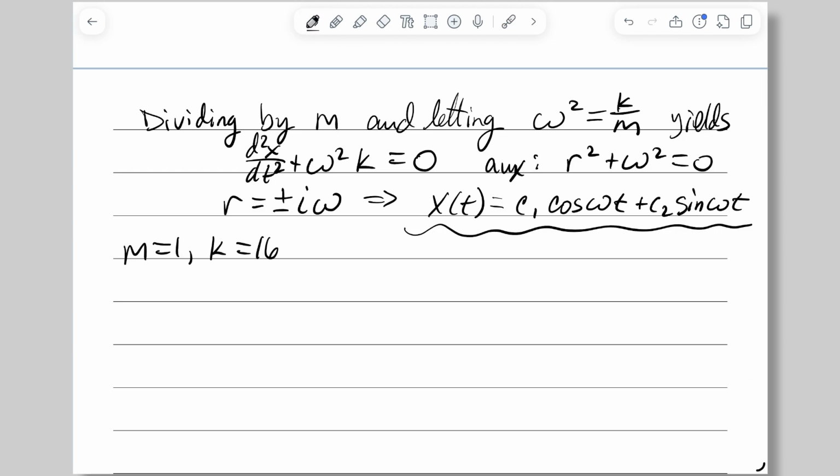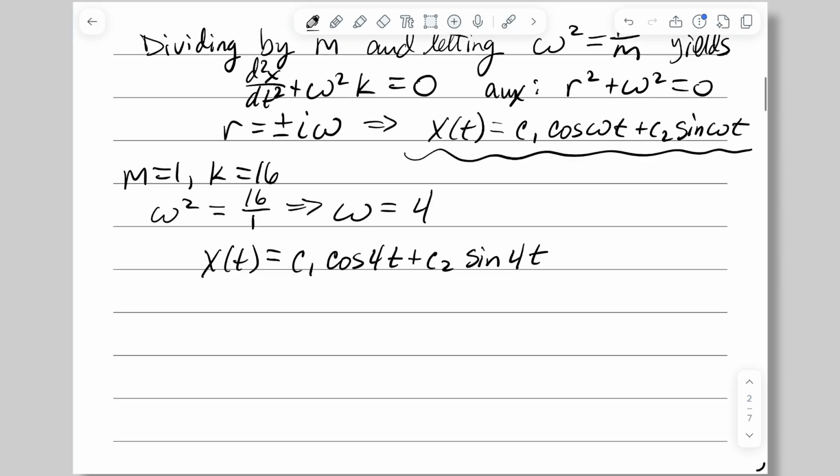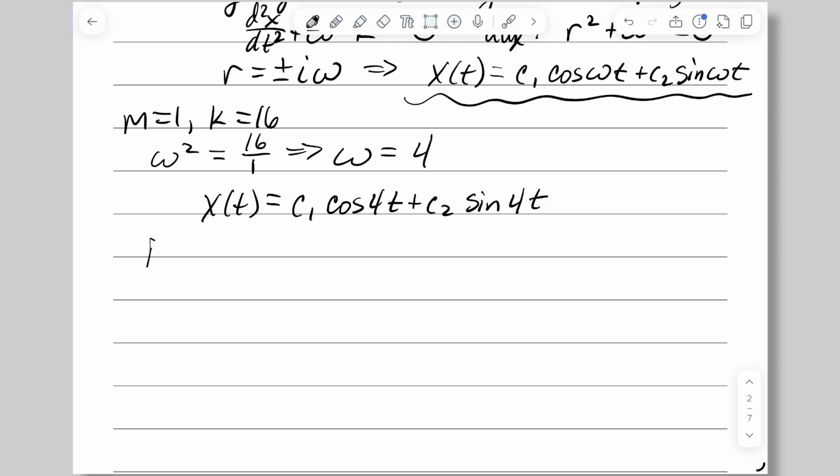So we've got, in our case, as we just said, m is equal to 1, K is equal to 16, and so omega squared is 16 over 1, which means that omega in this case is equal to 4. So our equation of motion is x of t is equal to c1 cosine of 4t plus c2 sine of 4t. Based on this, we can immediately find the period.